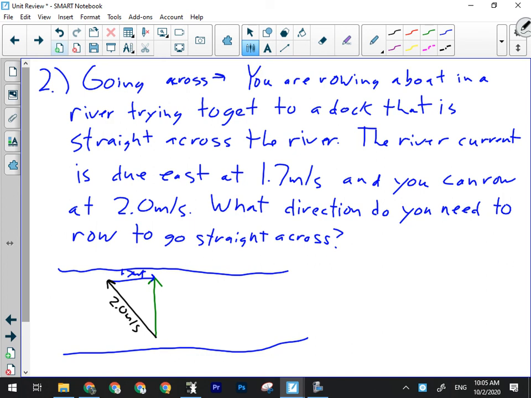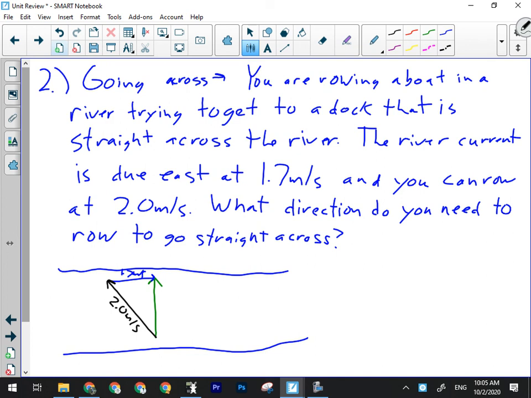Because when I row at an angle into the current, there is a component of my 2.0 meters per second that is in that direction. And as a result, I am actually going to end up going across at slower than 2.0 meters per second, but I'm going to end up going across.